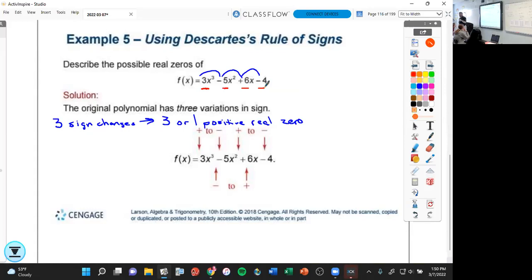Odd exponents. Odd exponents change signs. Everything else stayed the same, right? 5x squared stayed. -4 stayed. Now, looking at the red here, how many sign changes? None. We have 0 sign changes, which means 0 negative real zeros.